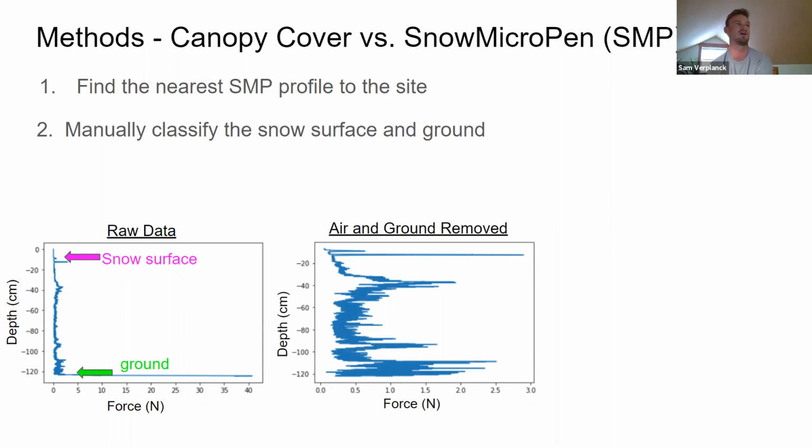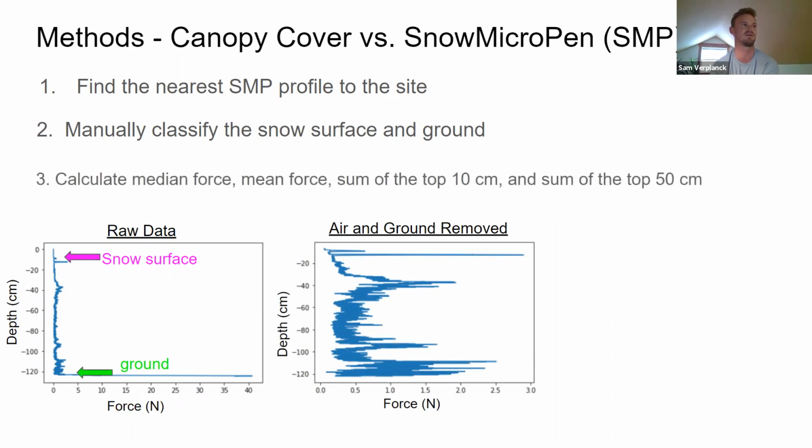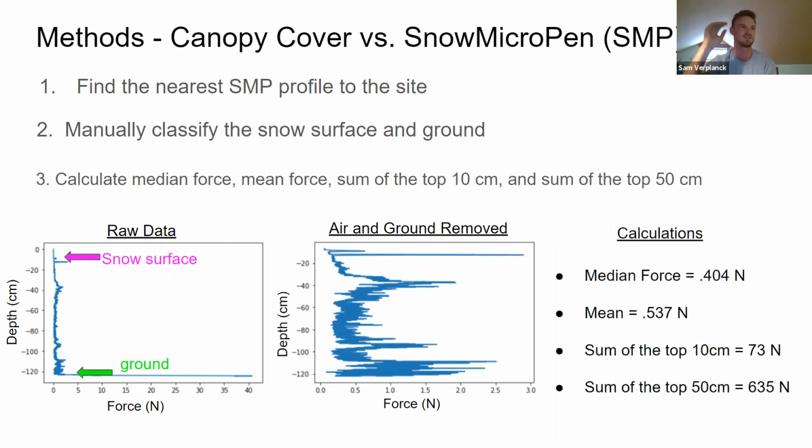And then we don't know what the best metric is for animal hoof penetration, so we thought we'd just get a few. We went for median force across the whole depth, and mean force across the whole depth, which will also be a higher value if you have a thicker crust. So we're kind of guessing that's going to be a better estimate for penetration. And then also just the pure sum of measurements in the top 10 centimeters of the snowpack and the pure sum of measurements in the top 50 centimeters of the snowpack.